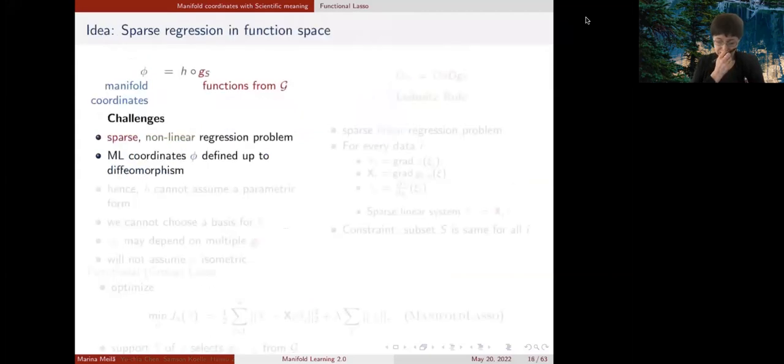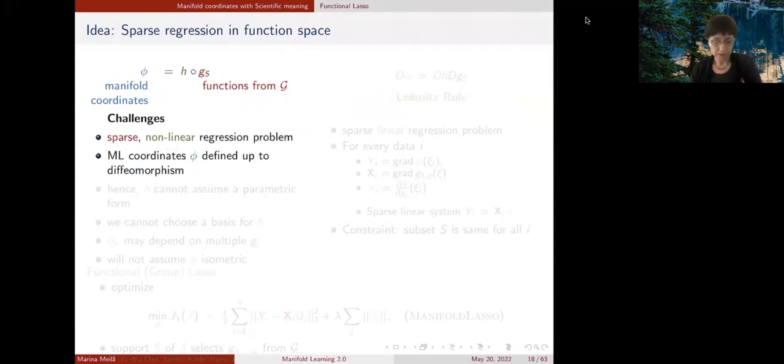So this is a sparse regression, right? We want to regress the manifold coordinates on functions in the dictionary, and we want to extract a small subset. In fact, the size of the subset is equal to the intrinsic dimension of the dictionary under certain conditions. The only problem is that this regression is not linear regression; it's non-linear.